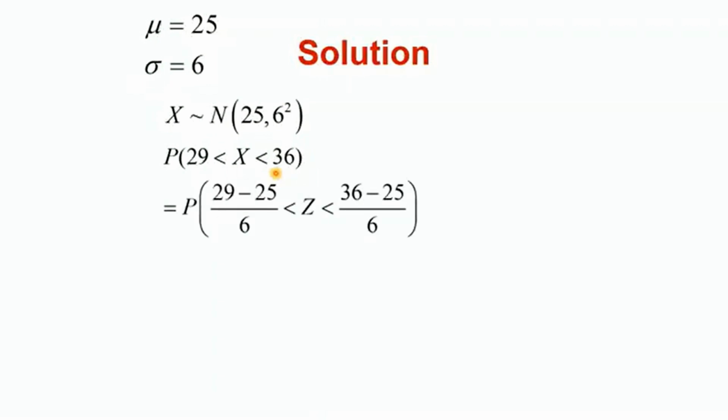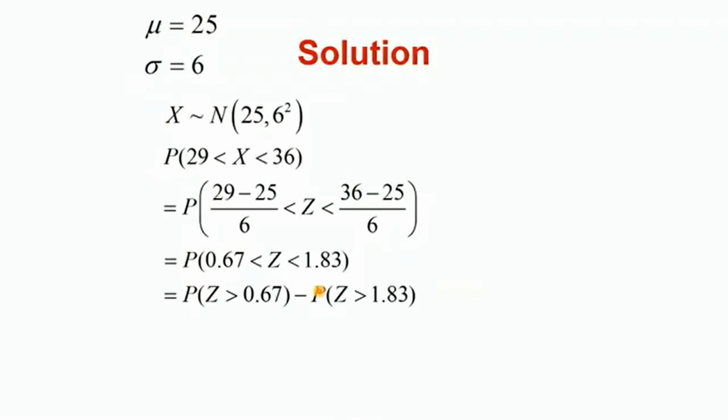What about this 29 and 36? You can follow the same formula, convert x to z. 29 minus mean divided by standard deviation, 36 minus mean divided by standard deviation, and then you have the value of z between 0.67 and 1.83. Both values are positive. You can go to the normal distribution table and find the probability of z more than 0.67 and then minus the probability of z more than 1.83, as we explained already when we have two positive values for an interval of z. These two values come from the table, and the difference between these two is my probability.